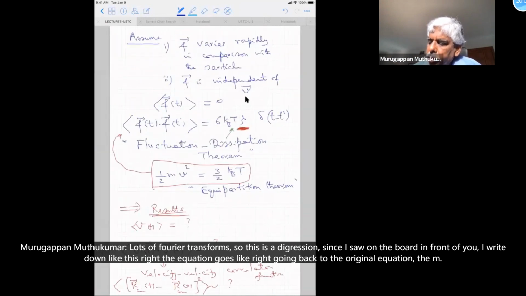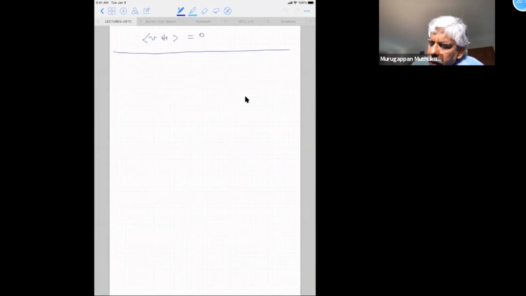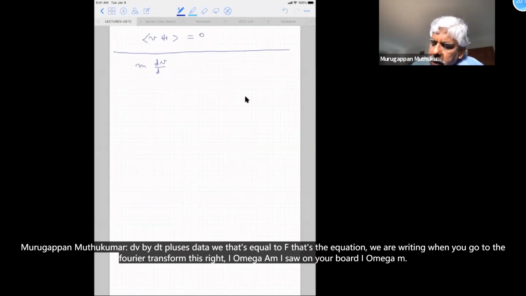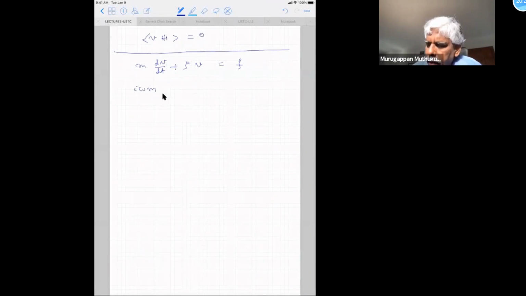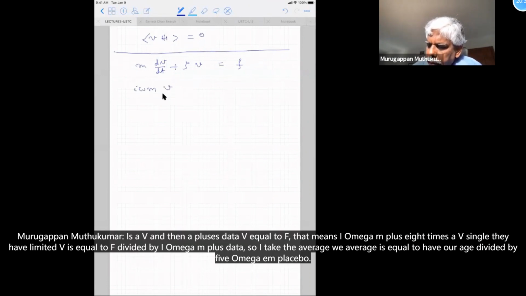Going back to the original equation, m dv by dt plus zeta v, that's equal to f. That's the equation we are writing. When you take the Fourier transform of this, I omega m v, as I saw on your board, plus zeta v is equal to f. That means (i omega m plus zeta) times v is equal to f. That means v is equal to f divided by (i omega m plus zeta).